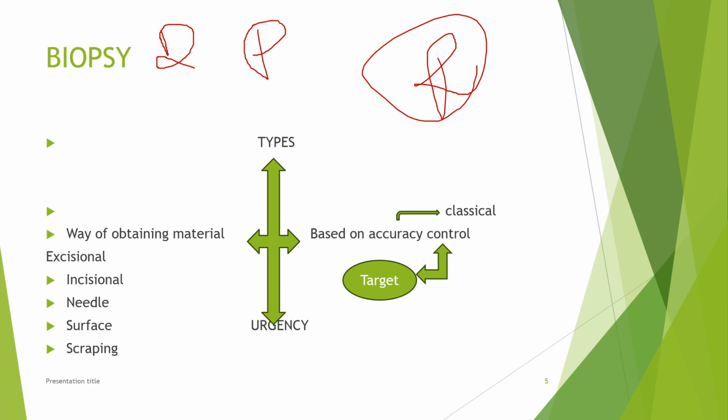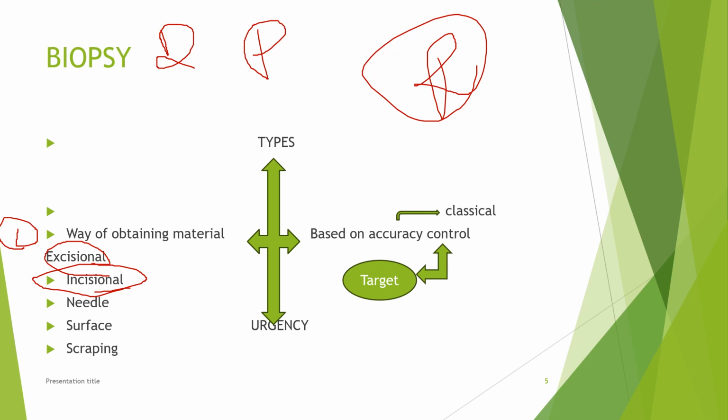Okay, what are the types of biopsy we know? We have three main types. The first type is based on the way of obtaining material, how we obtain the material. So we have excisional biopsy, incisional biopsy, needle biopsy, surface biopsy, and scraping. What is excisional biopsy? Excisional biopsy is when the entire lump or suspicious area is removed. Incisional biopsy means only a single piece of tissue or cells is removed.